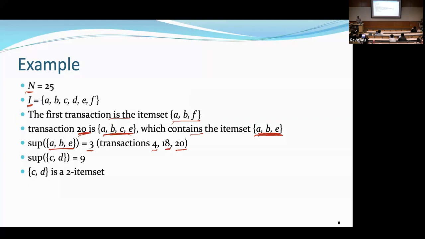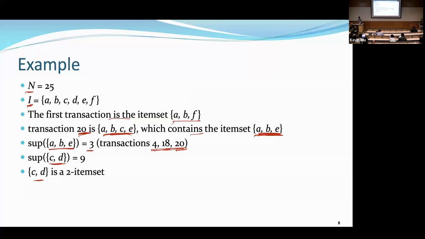So if you go through the whole data set, you'll find that there are 3 transactions, namely 4, 18, and 20, that support ABE, and therefore the support count of ABE is 3. Similarly, you can go through the whole data set, and you will find that the support count of the item set CD is equal to 9 because there are 9 transactions containing CD. And CD, because it contains 2 items, is called a 2-item set. ABE, on the other hand, is called a 3-item set because it contains 3 items. So I hope that, with this example, you're more familiar with the terminology and the notation.